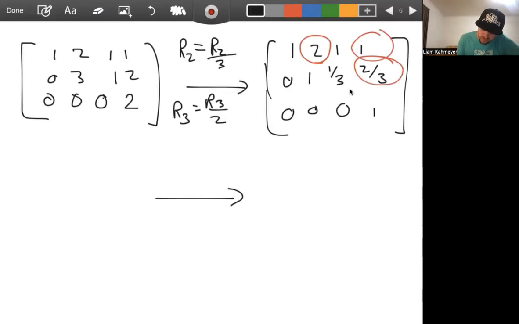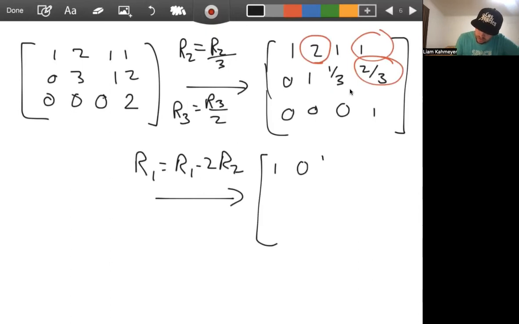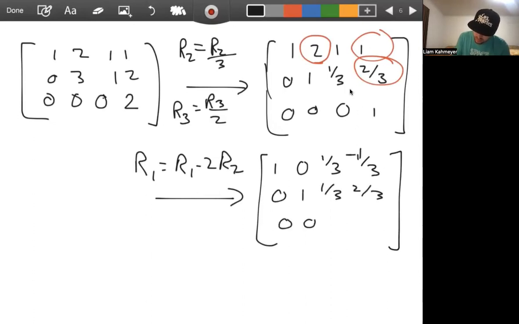Well, let's get rid of the 2 first. Let's say row 1 is equal to row 1 minus 2 row 2. That gives us 1 minus 0 is 1, 2 minus 2 is 0, 1 minus 2/3 is 1/3. And 1 minus 2 times 2/3, that should be negative because it would be 1 minus 4/3, right? So that should be -1/3. And then we have 0, 1, 1/3, 2/3, 0, 0, 0, 1.